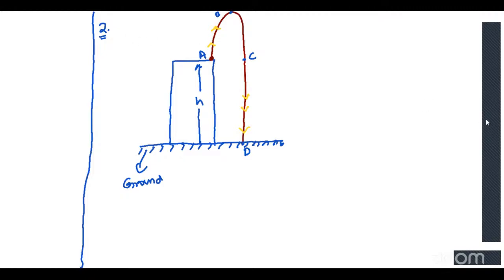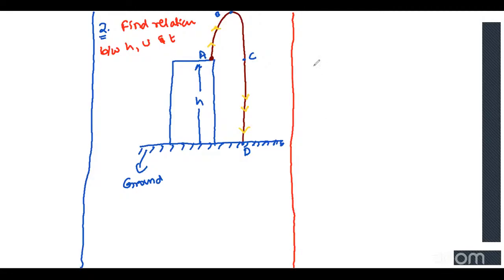Now, in this application, I am going to find the relation between H, U, and T. Firstly, by using the relation S equal to ut plus half at square, S means displacement. Here, the displacement is from A to D.